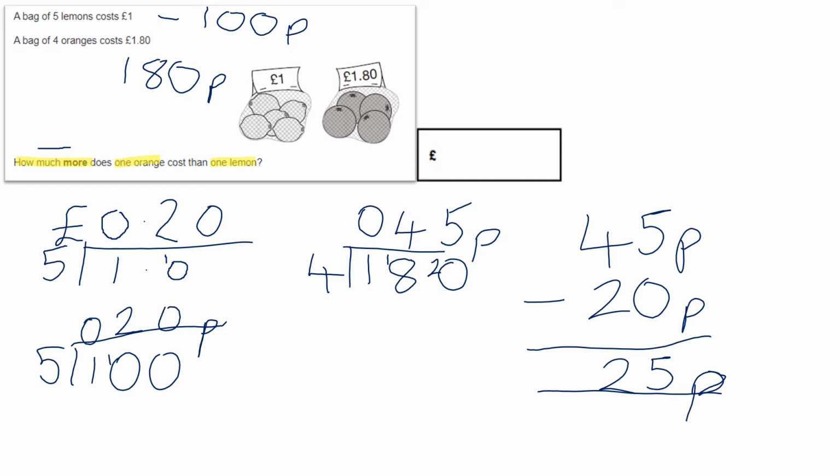But if this was in a SATs paper and it had a pound sign, you'd obviously not be able to write 25 pence. You'd have to convert it back. Remembering 100 pence in a pound, so 25 divided by 100, 0.25. Okay, but I'll put it up there for 25p. Brilliant. On to the next one, 3 to go.